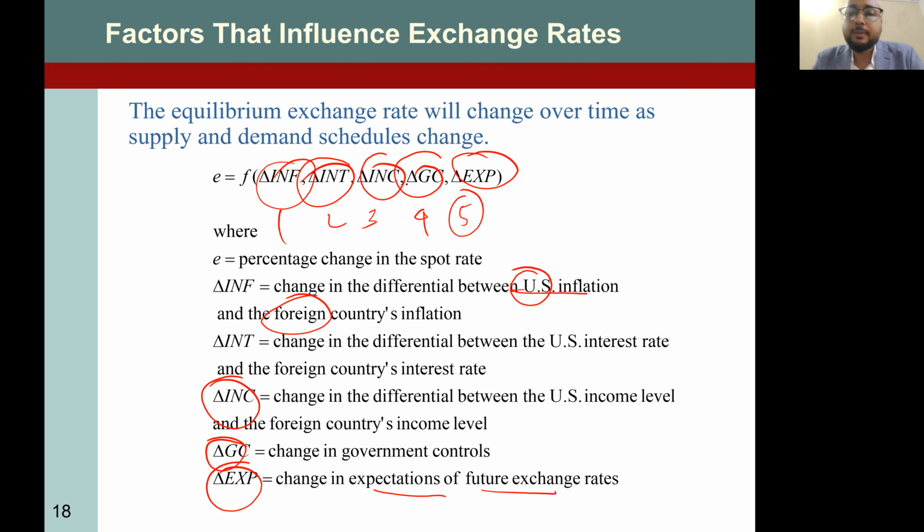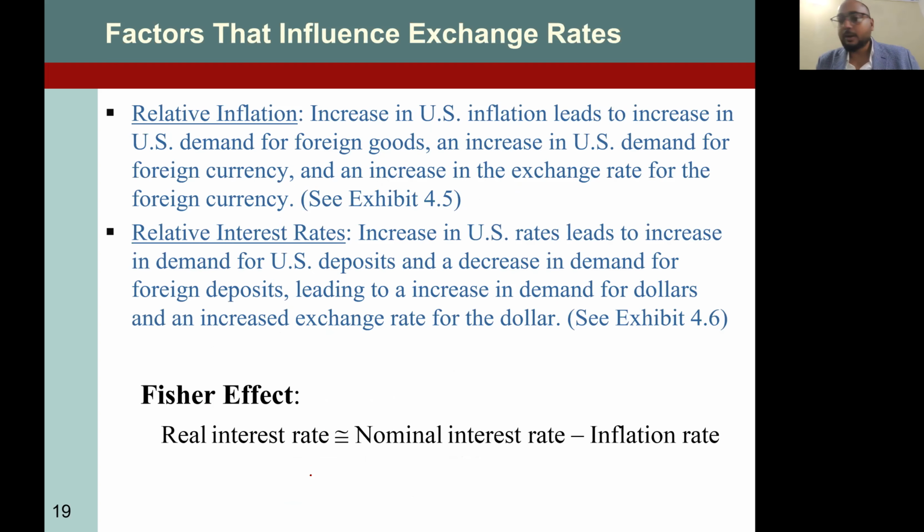Number one, first of all, inflation between the countries. Number two, interest rate. Number three, income. Number four, government control. And number five, change in expectation. Now, what happens if one of these things or all of them change? Here we go. Factors that influence the exchange rate.